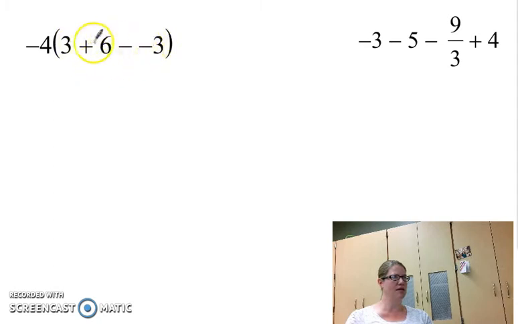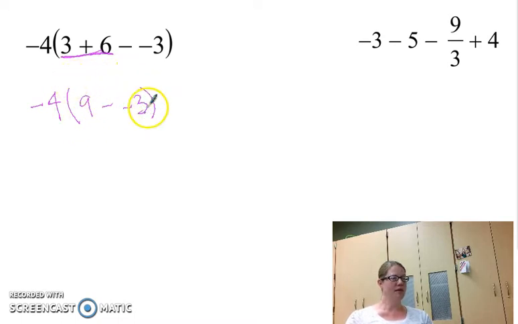Now inside these parentheses, I have some addition and I have some subtraction. Again, remember that addition and subtraction are on the same level, so I'm just going to work from left to right. The first thing I'm going to do is add the 3 and the 6 together. So 3 plus 6 is 9. I'm going to keep everything else in the expression the same. I'm going to keep the negative 4 out in front of the parentheses. Here I'm just adding 3 plus 6 together to get 9. And then I have minus negative 3.